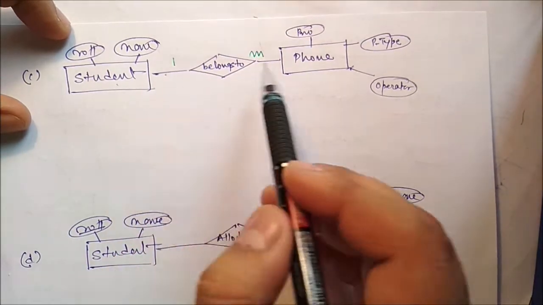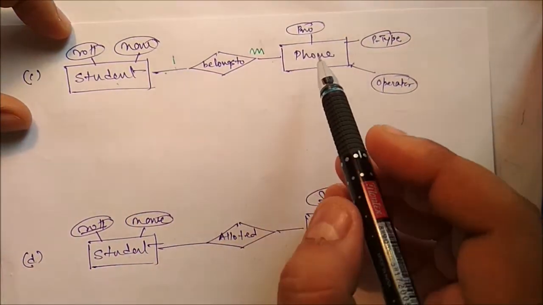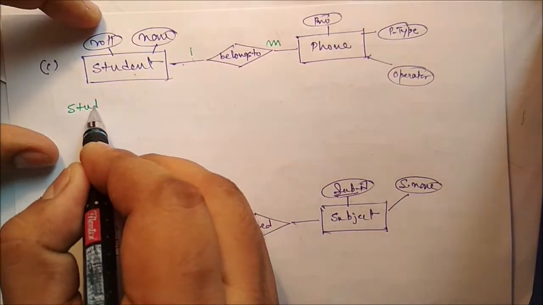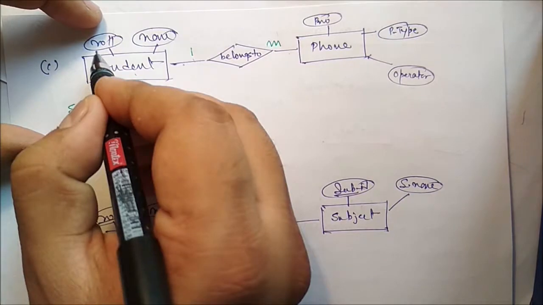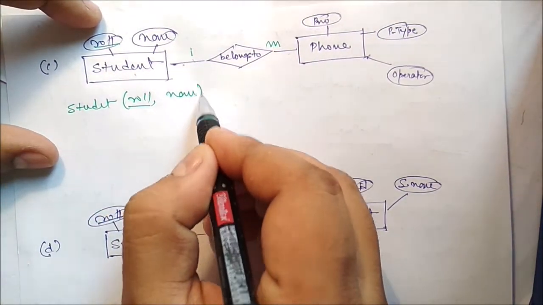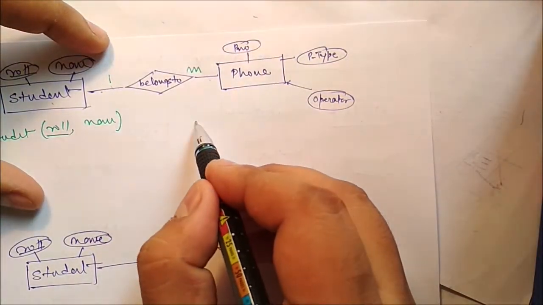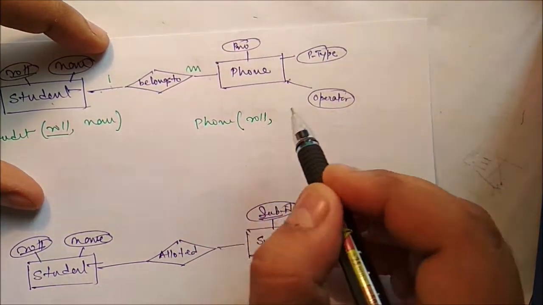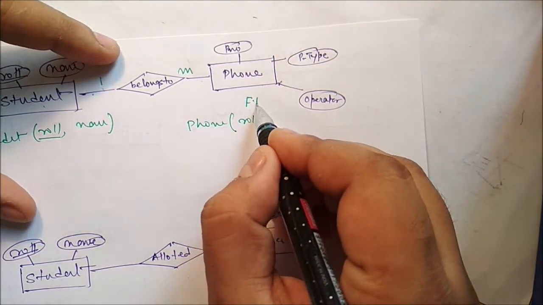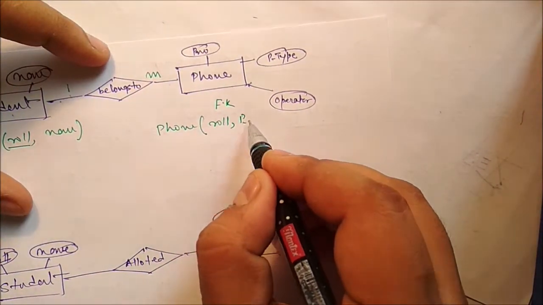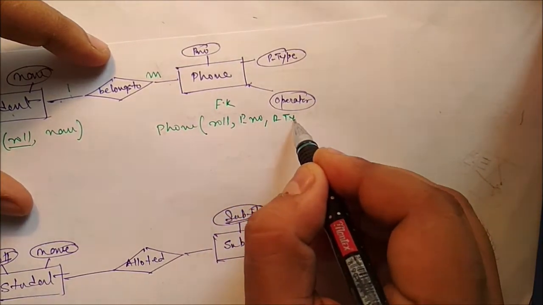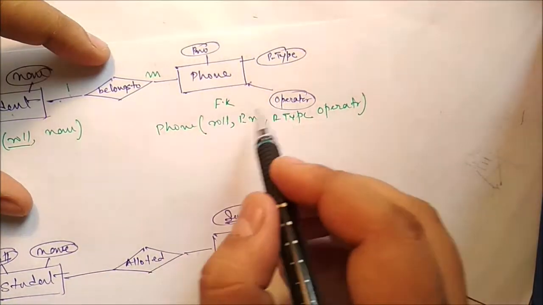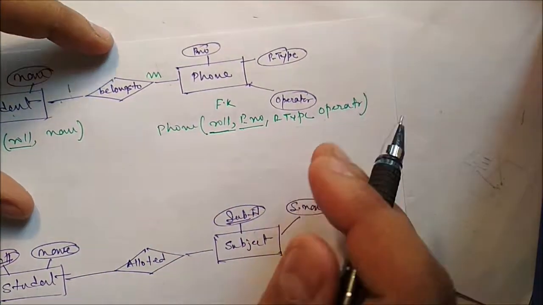So one student may have more than one phone number. Here the attributes should be what? For the student: the roll number, which is a primary key, name, and phone number. For the phone number entity set, the attributes would be the roll number, which is our foreign key, then phone number, phone type, and operator. To form a primary key, we have to select these two to form a primary key.